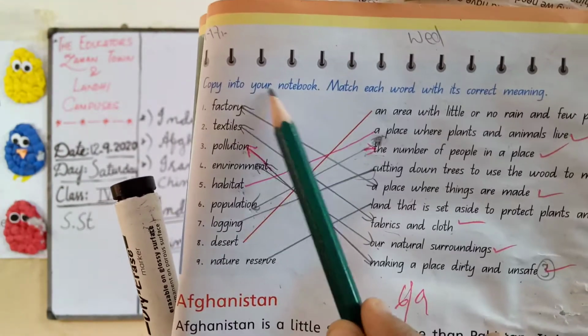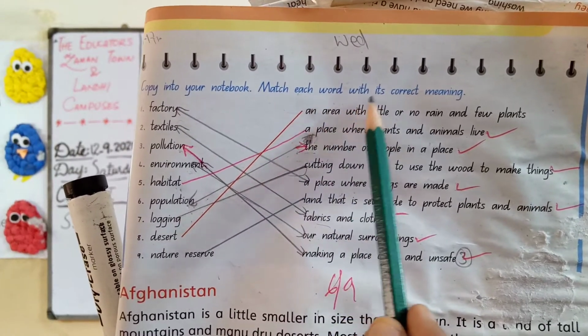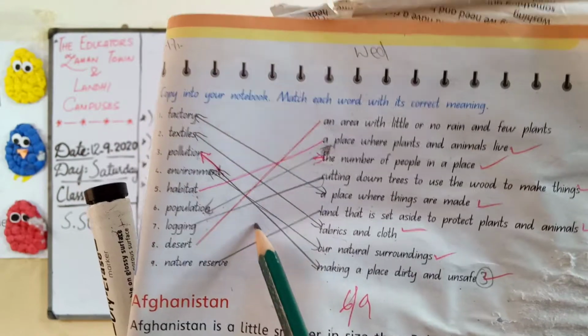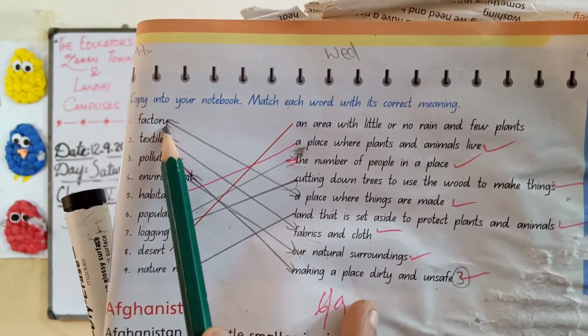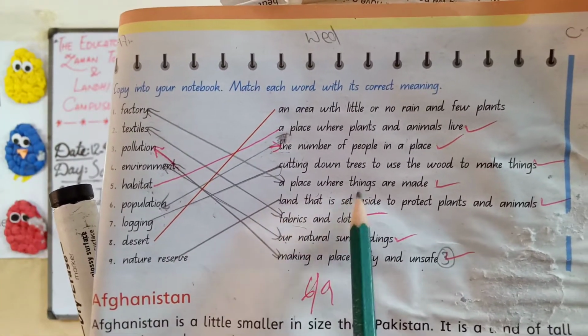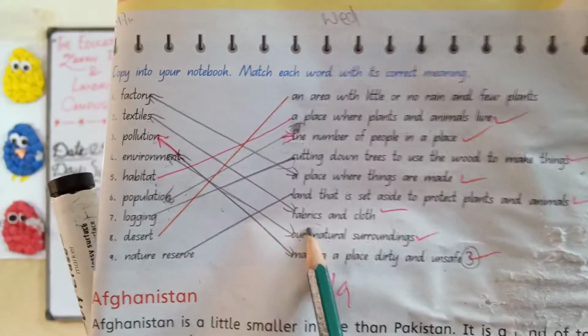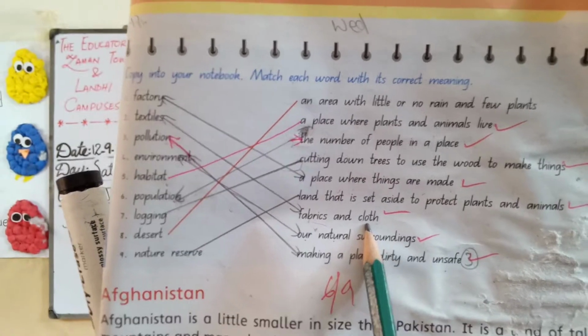Okay. Copy into your notebook. Match each word with its correct meaning. Now this is your matching. You will do it in the book. Now first one is factory. You will match this one, a place where things are made. Now textiles, you will match with fabrics and cloth.